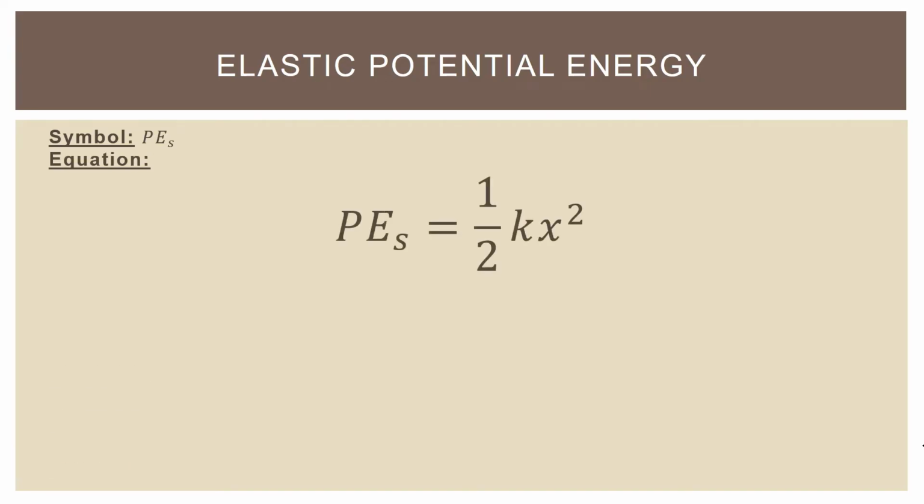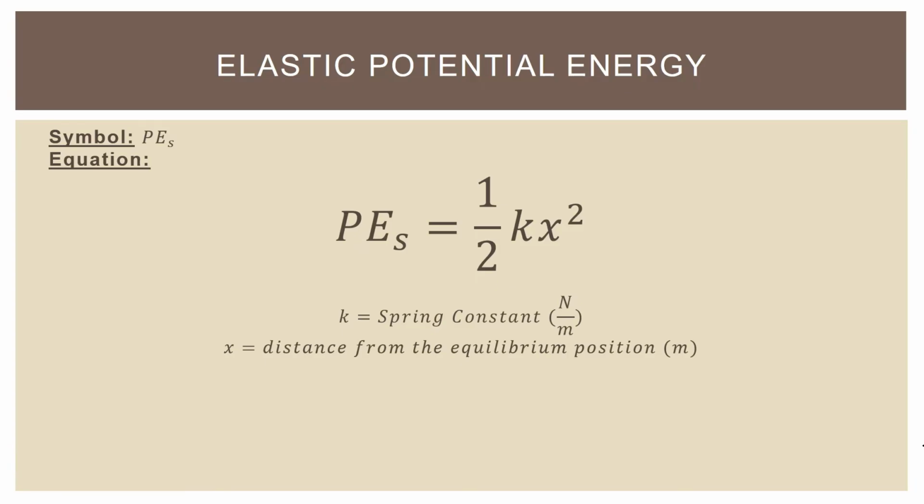The equation, as we just said, is PES equals 1/2 kx squared, where, remember, just like was the case in the spring force equation, k stands for the spring constant measured in units of newtons per meter, and x stands for the distance from the equilibrium position, also measured in meters, just like it was from the spring force equation. And PES, the elastic potential energy, well, it's an energy, so of course it's measured in joules. And so that's what we've written down here. The unit is joules. Remember, the abbreviation for joules is J. And to put that in terms of fundamental units, that would be a kilogram meter squared per second squared.